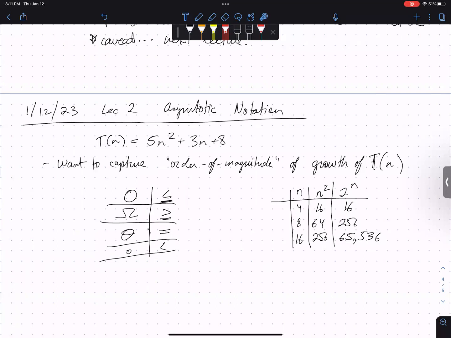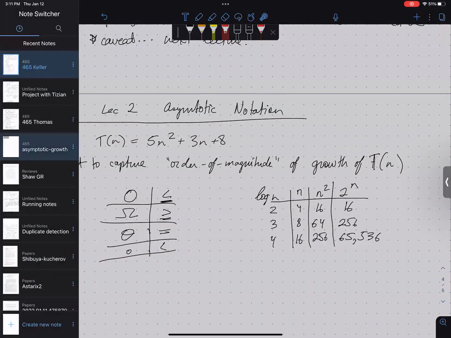Pretty bad scaling. On the other hand, if I put log n here, I'm going to use base 2, then this would be 2, 3, and the log base 2 of 16 is 4. So here with the log, as I'm doubling the input size, I'm just adding 1 to the runtime. So this is really nice scaling for running time.